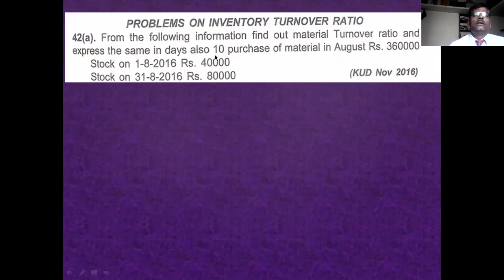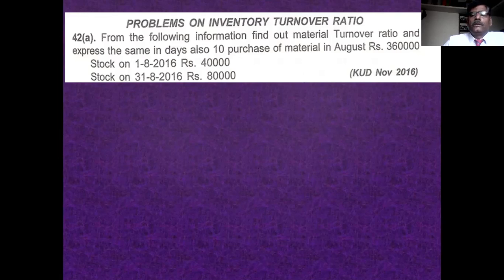Okay, we will calculate the two aspects. Purchase of material in August is 3,60,000. It is the information related to only one month, that is August. Then we have to calculate it relating to August. Opening stock in August is 40,000. Closing stock in August is 80,000. These two are given and purchase is there. For this, you have to calculate first material consumed, and secondly, you have to calculate average stock. Then you calculate material turnover ratio.